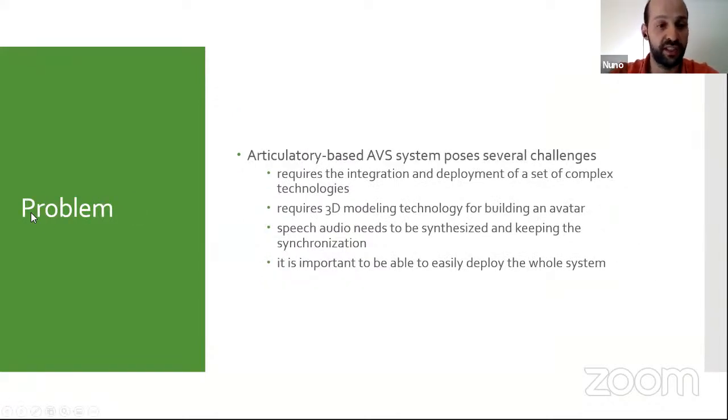This kind of system poses several challenges. It typically relies on complex technologies. Knowledge of 3D modeling is needed in order to design an avatar. Another important aspect is that we need to synthesize the speech and synchronize it with the lips and the mouth. Finally, after having a functional prototype of such a system, we need an easy way to adopt it in other systems.